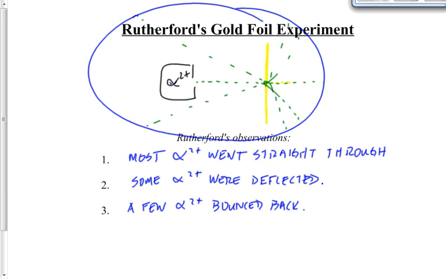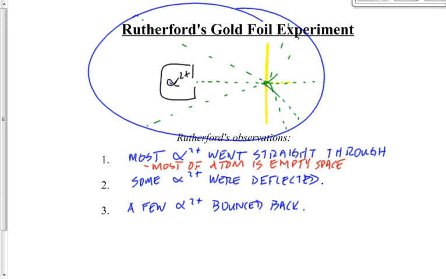If most of these alpha particles go straight through the gold foil, it tells us that most of the gold is nothing. Most of the gold is empty space. So we'll say most of the atom in general, not just gold, but any atom, is empty space. 110 people run across the football field, 100 of them run straight across, no problem. Then most of the football field is going to be empty space. Most of the atom is going to be empty space in this experiment.